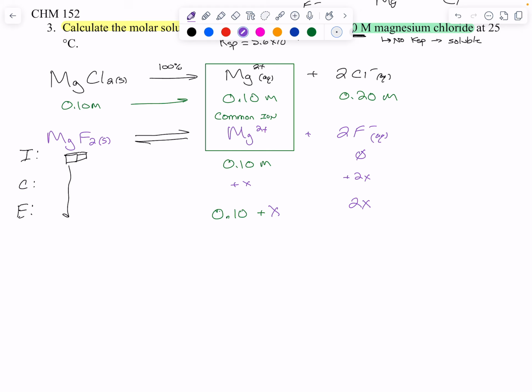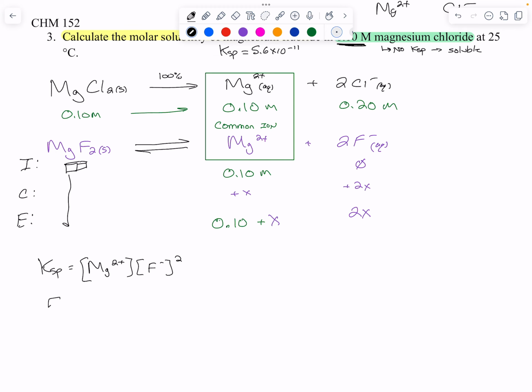So we write our KSP expression. KSP is equal to magnesium 2+ times F- squared. All right, so KSP was 5.6 times 10 to the negative 11th equals, we have 0.10 plus X and X squared, or 2X squared, excuse me.